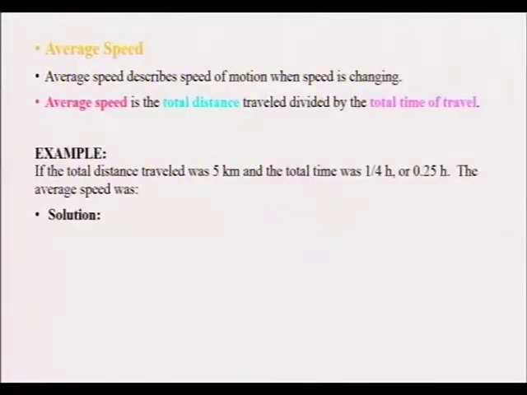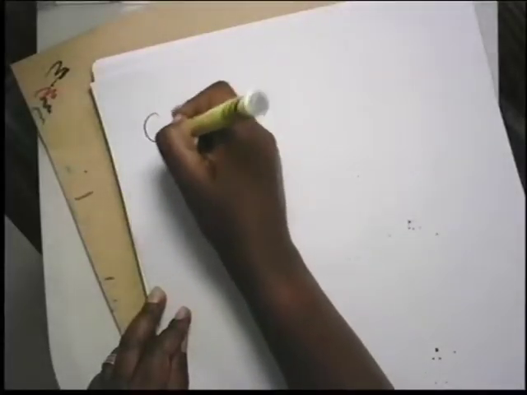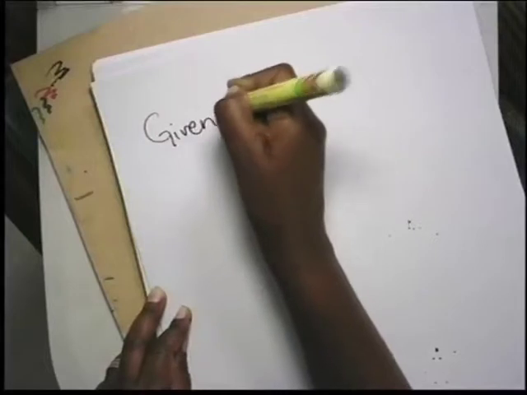If the total distance traveled was 5 kilometers, now here we have the question. When you are doing your calculations, especially in the examination, please show your work. Always show your work, and start with what is given. Let's look at this question, the example we are given here. What is given? First, we have to figure out what is given.